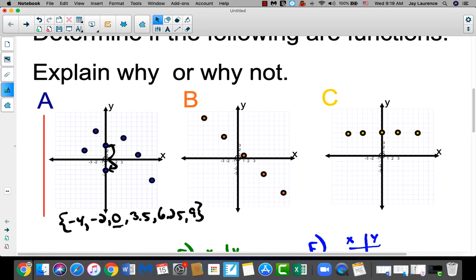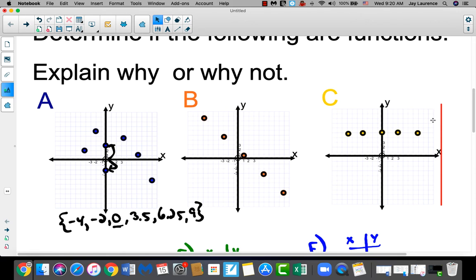The second good reason, if you were paying attention last week, is that it will fail the vertical line test. Yes, a vertical line will intersect the graph twice. Okay, B is a function because no input goes to more than one output, or you could say it passes the vertical line test. C is also a function. Again, no input goes to more than one output, and it passes the vertical line test.